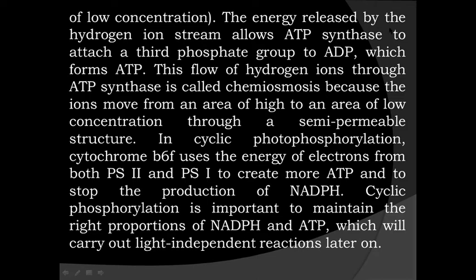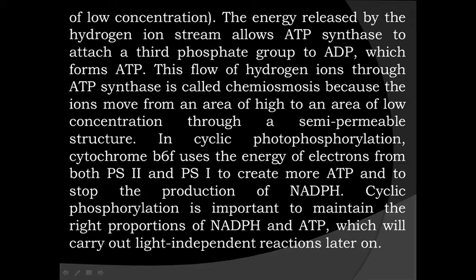The energy released by the hydrogen ion stream allows ATP synthetase to attach a third phosphate group to ADP, which forms ATP. This flow of hydrogen ions through ATP synthetase is called chemiosmosis because the ions move from an area of high to an area of low concentration through a semi-permeable structure.